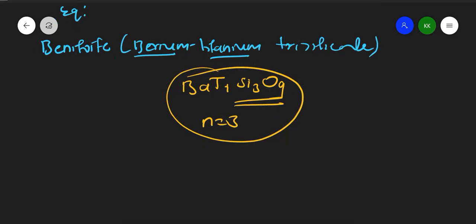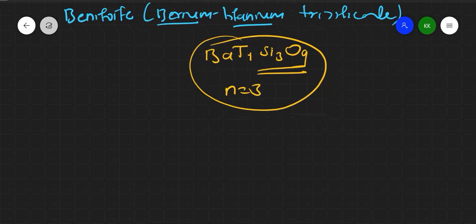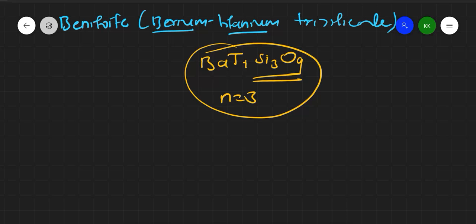Benitoite. I don't know whether I am pronouncing it correctly or not. You should just remember any two so that you can reproduce them in any of the exams.